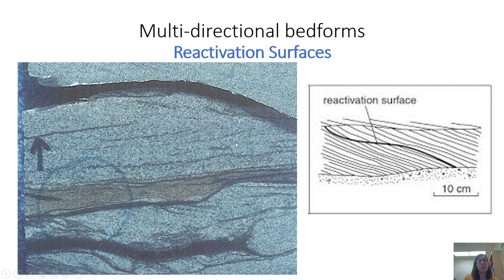So that could be one way to identify a reactivation surface. The other is to look for a surface that is separating two sets of laminae and causing them to not quite line up with one another.